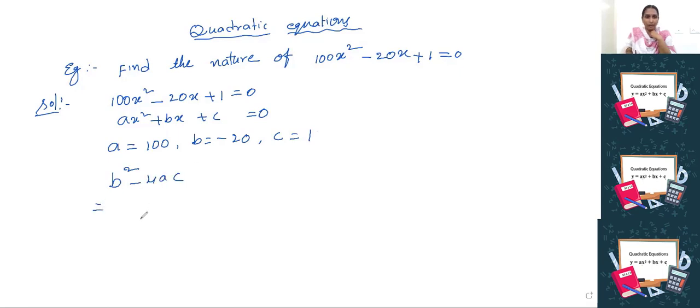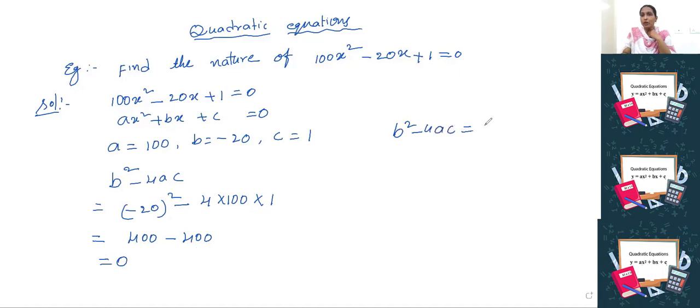Substitute the values here. b means minus 20 whole square, minus 4 into a value 100 into c value 1. What is 20 square? That is 400 minus 4 into 100, 400 into 1, that is again 400. 400 minus 400 equal to 0. So we got discriminant value equal to 0. That is b square minus 4ac value we got 0. Already we have learned, if b square minus 4ac equal to 0, the nature of the roots are equal and real. Otherwise, real and equal.